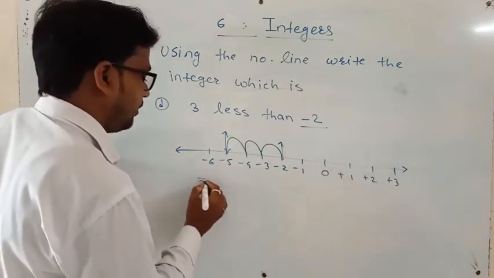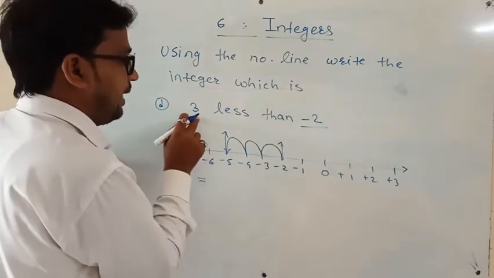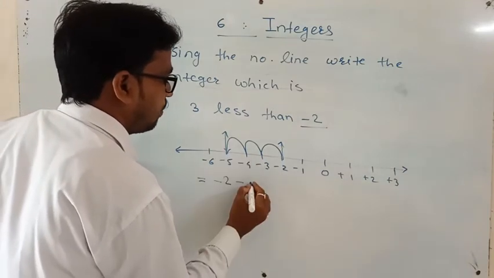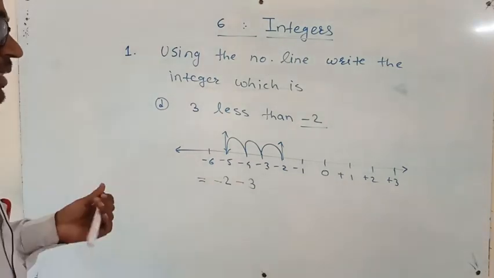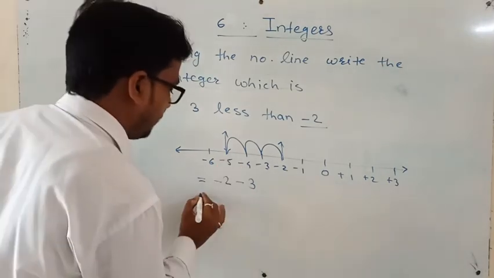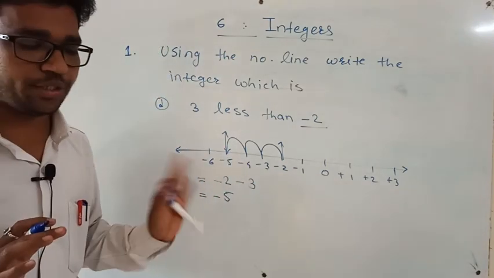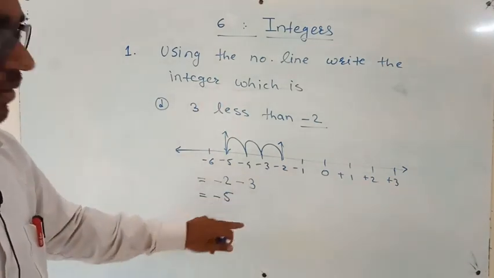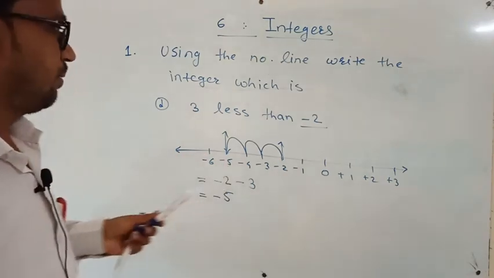In a numerical way, if we write it, what is it? We have to subtract 3 from negative 2. So negative 2 is first and minus 3. Negative 2 minus 3, then the answer will be negative 5. Okay, so it is our answer. So C is also the same. If less is there, then subtract here and give the answer. So it is question number 1.